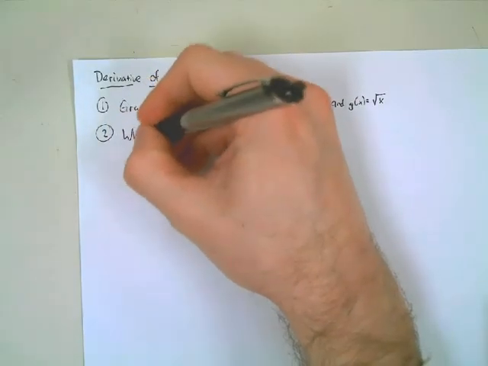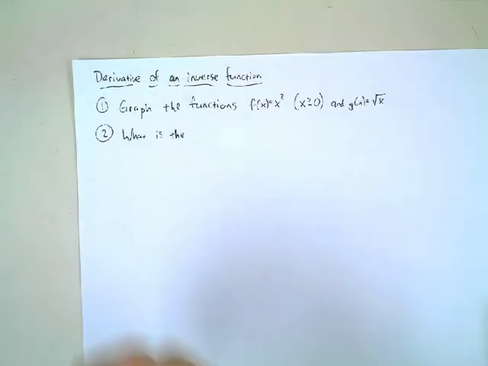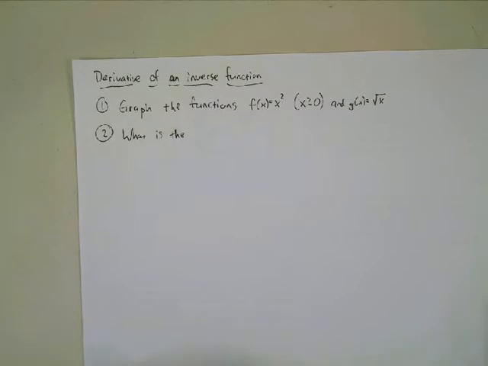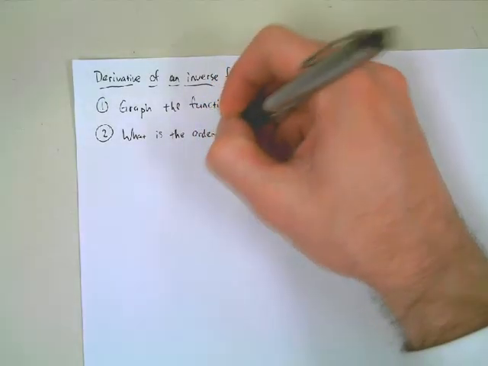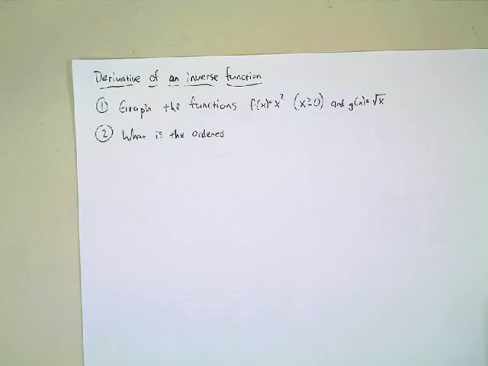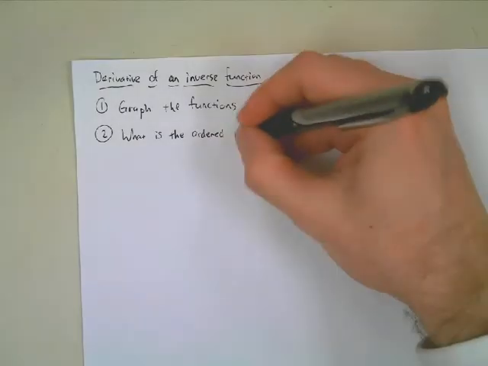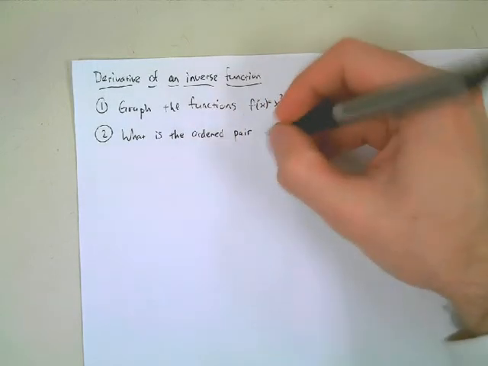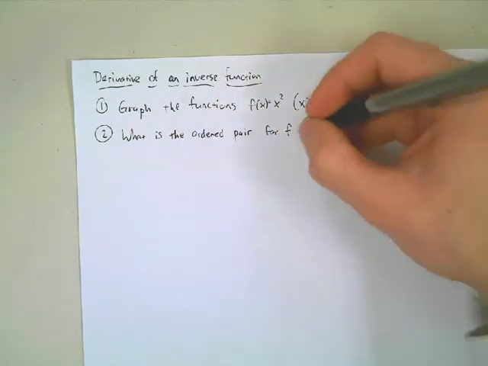Okay, step 2. This is kind of introducing the formula that we're going to be using, the little concept we're going to learn that's most likely going to have one multiple choice question on the AP test. So it's introducing that topic, giving us an idea about why it works or how it works. So, what is the ordered pair for f at x equals 3?